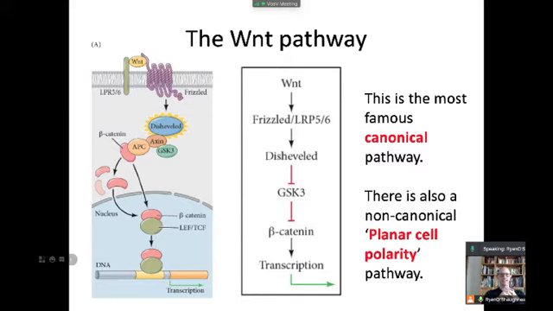and it should also be recognised that there's a non-canonical planar cell polarity, or PCP, pathway that involves Wnt signalling, and this is involved in processes such as convergent extension that happen during gastrulation.